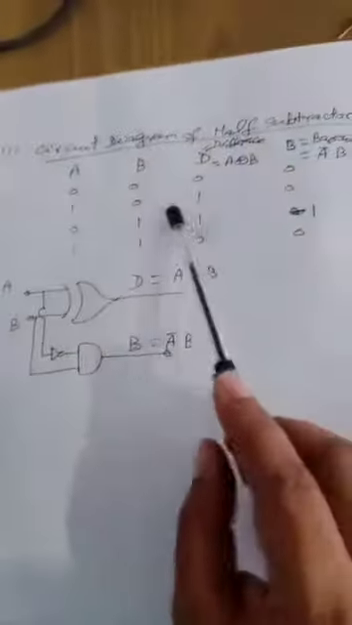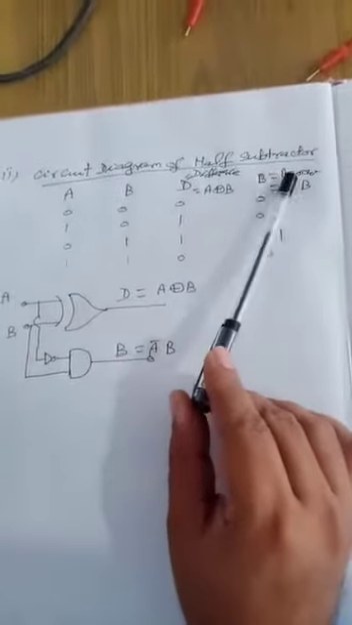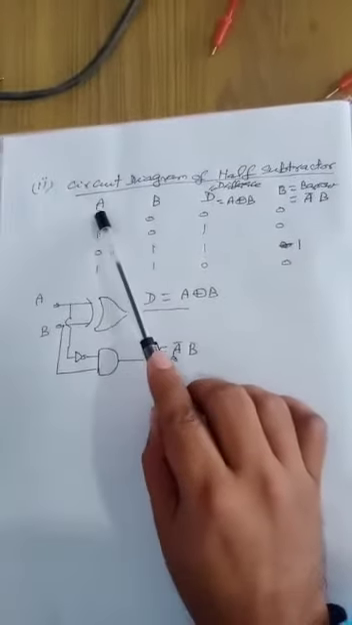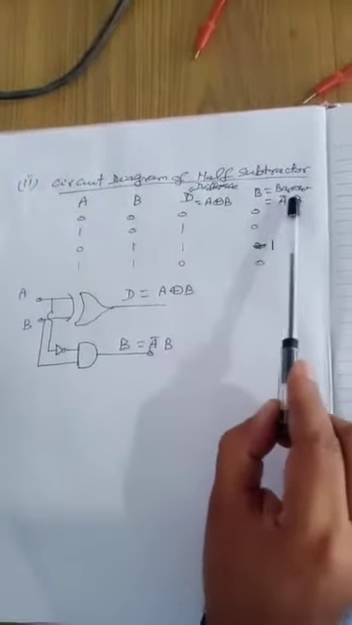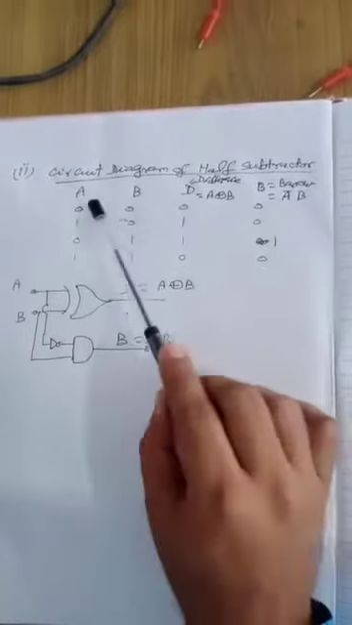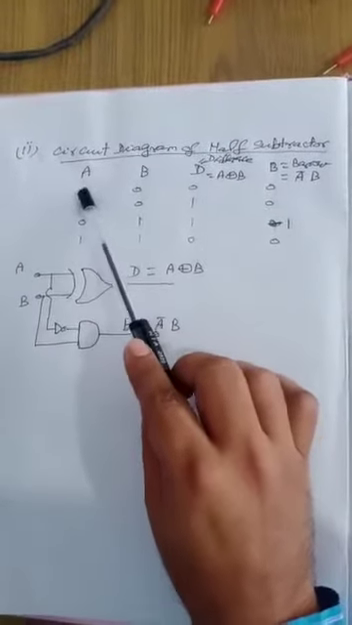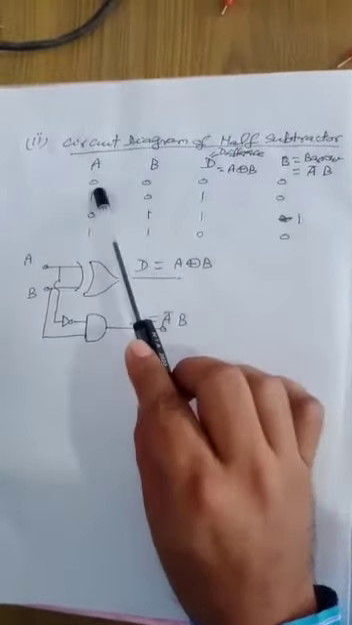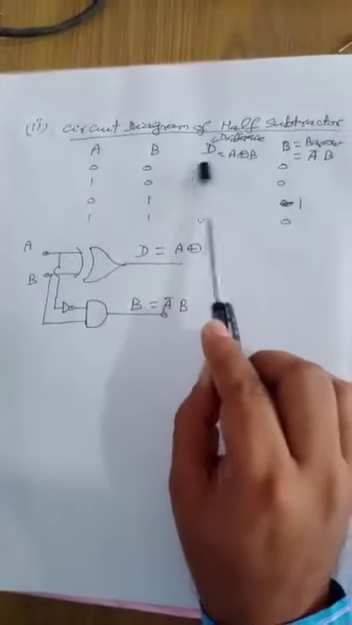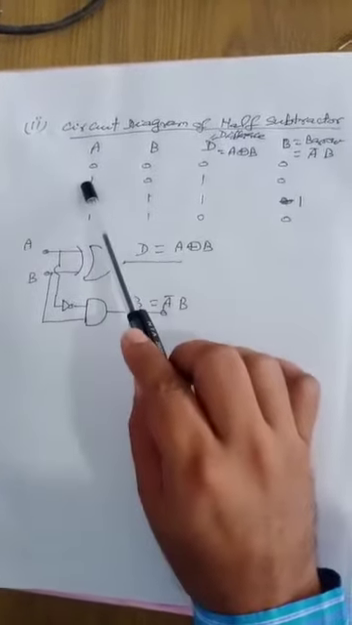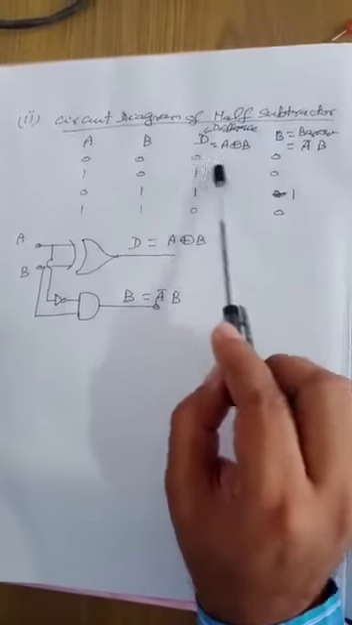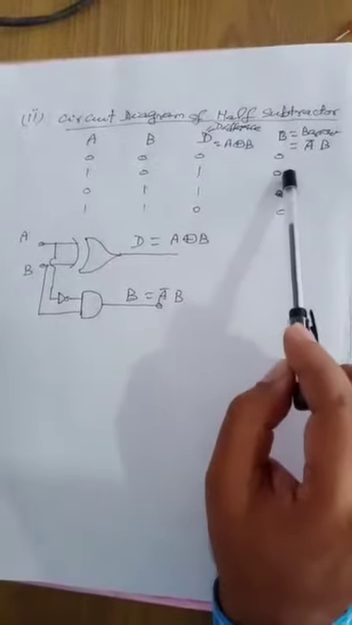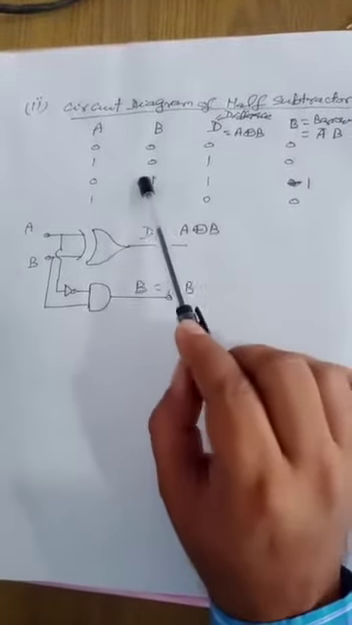In the same way, we design the circuit diagram of half subtractor. In half subtractor, A and B are two numbers and its difference is taken and borrow is taken. When we subtract 0 minus 0, difference is 0, borrow is 0. When we subtract 1 minus 0, difference is 1 and borrow is 0. What about 0 minus 1?